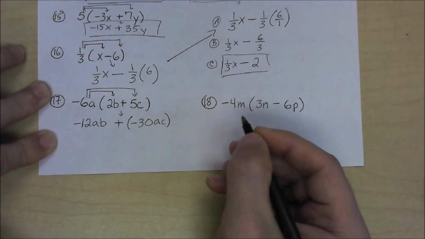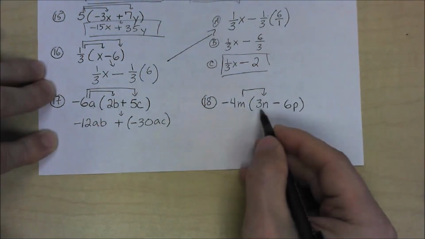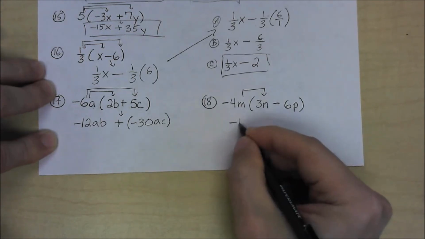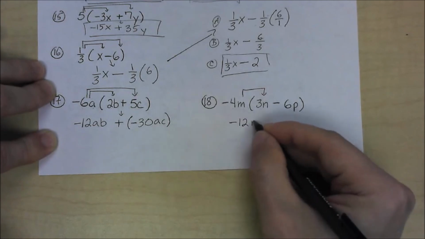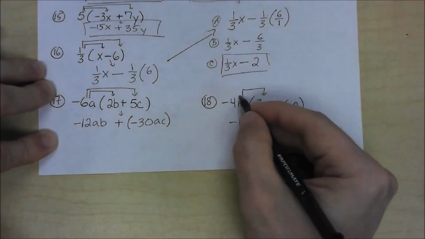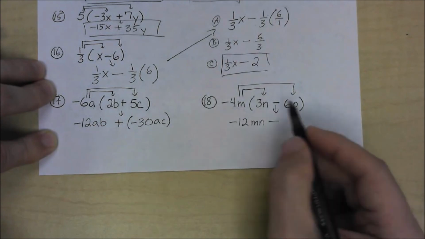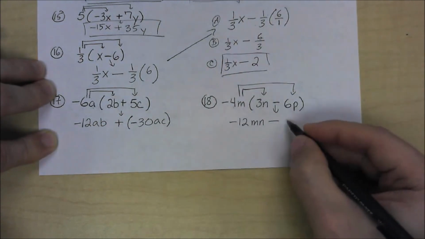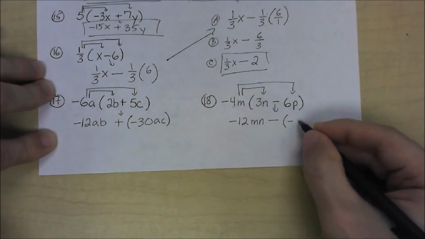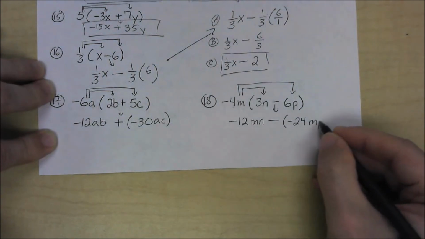So I write ac. For 18, I've got -4m times 3n. Well, -4 times 3 is going to be -12, and m and n are the letters, so I write mn. I bring down the subtraction sign. Right here, -4m times 6p. Well, -4 times 6 is going to be -24. So I open up parentheses, -24, and the letters are m and p, so I write mp.